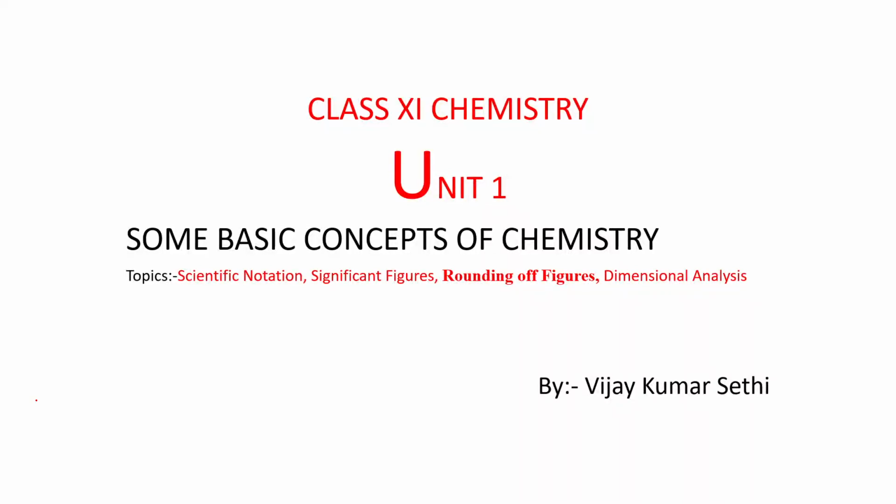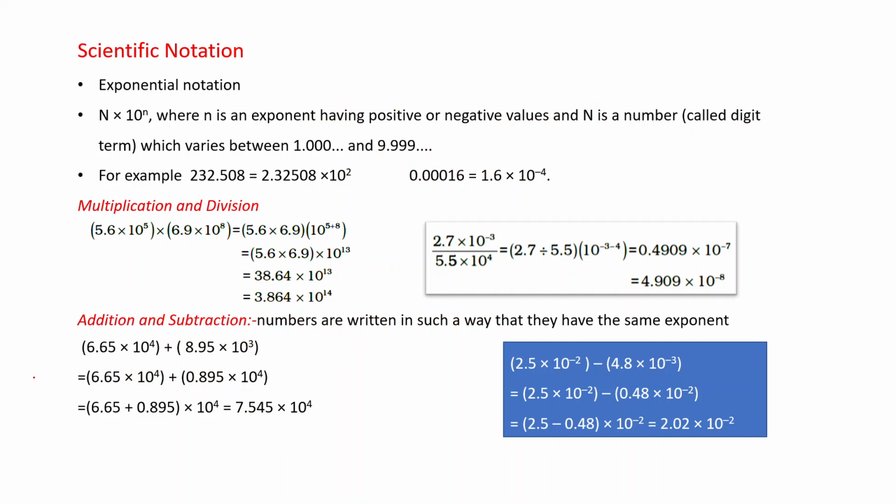We were discussing class 11th chemistry unit 1, some basic concepts of chemistry, and in this video we are going to discuss scientific notation, significant figures, rounding of figures and dimensional analysis. First, come to scientific notation. This is also known as exponential notation.